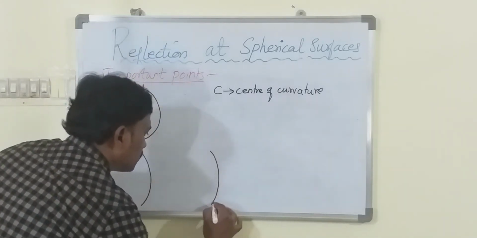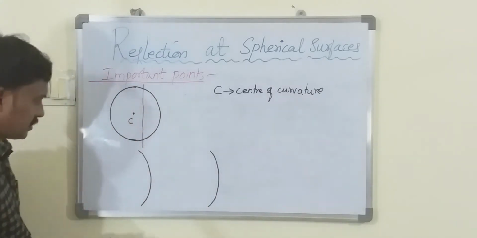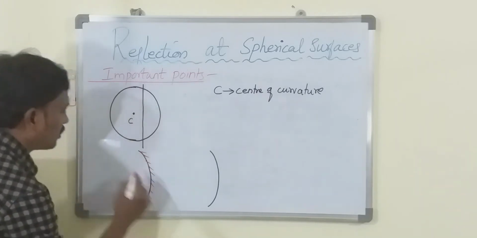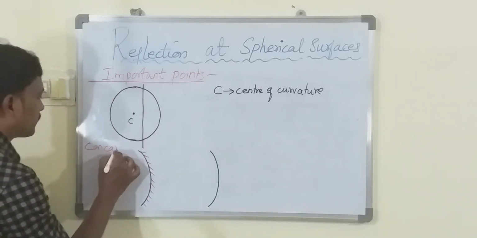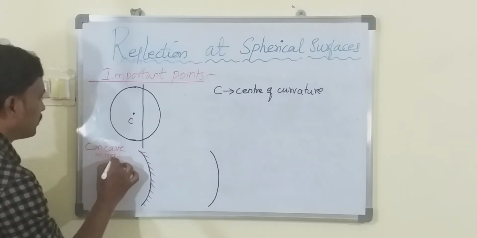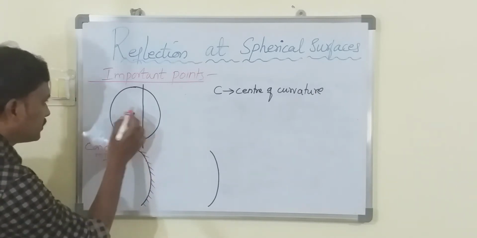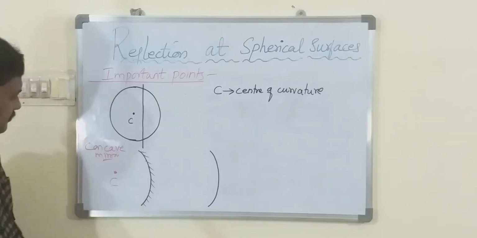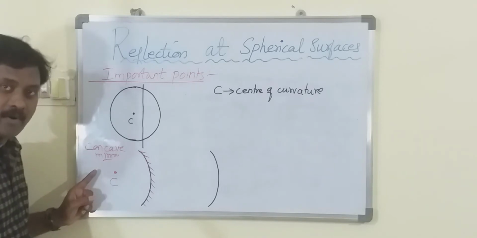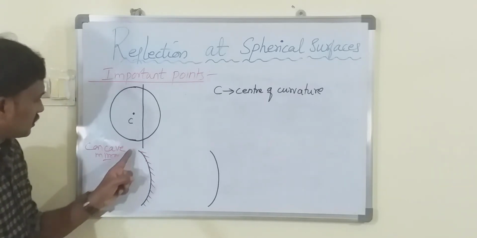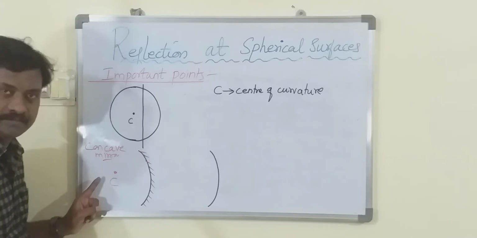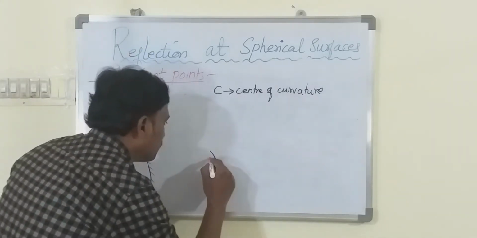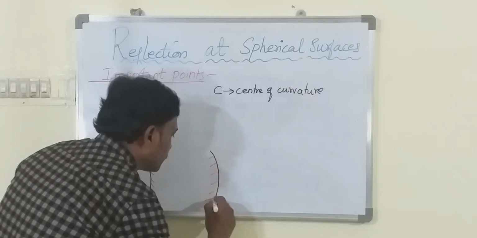Let me show two mirrors. Now here, if I am painting this side, as we have learned, this is called as concave mirror. Concave mirror. And this C, I am showing the point C here. So this is an imaginary point actually. So the concave mirror has center of curvature, and if it is painted this side, we know that it is convex mirror. This is convex mirror.